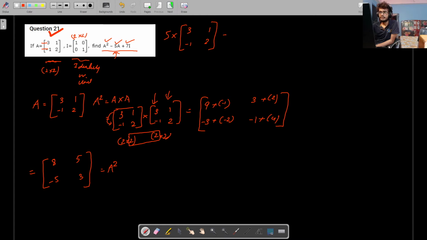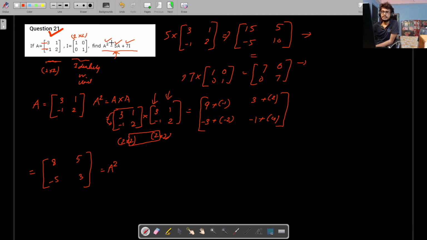So we multiply this. 5 3s are 15. 5 into minus 1 is minus 5. 5 into 1 is 5. 5 into 2 is 10. So this is 5A. Then we have 7I. 7 into I, which is 1 0 0 1, is basically 7 0 0 7. So this is 5A, this is 7I. We just need to put a minus sign here and a plus sign there. So this is A square minus 5A plus 7I.